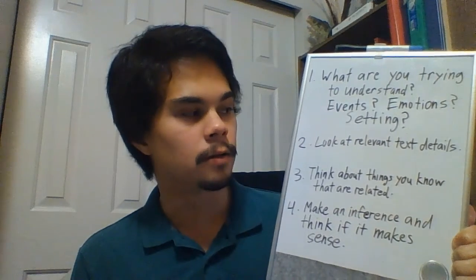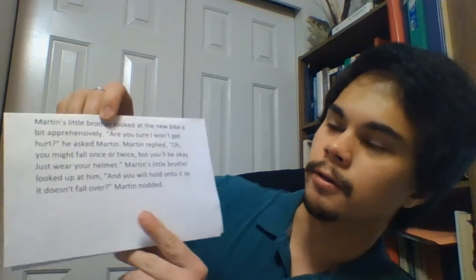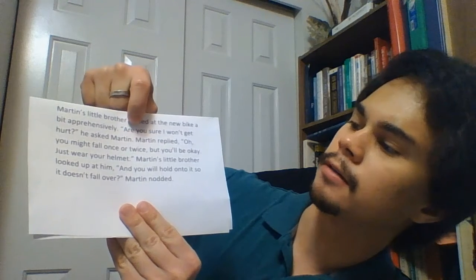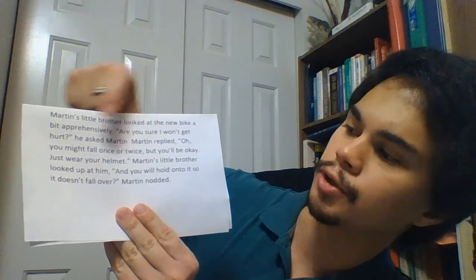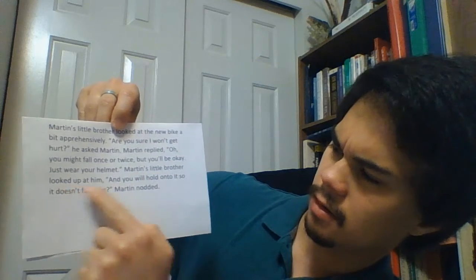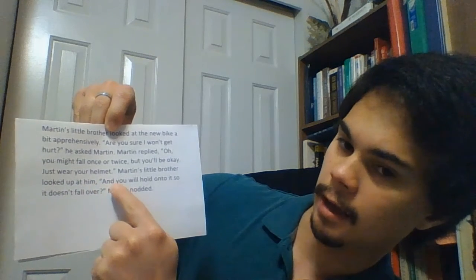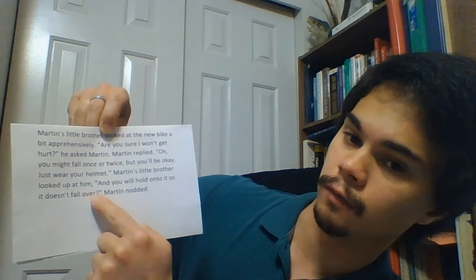Step 2, look at relevant text details. So let's glance through the text again, reread the parts we need to. And since it's the little brother, let's look at what the little brother is saying. So right here at the beginning, the little brother is talking. He says, "Are you sure I won't get hurt?" That's one thing the little brother says. Let's see what else the little brother says. Okay, right here the little brother's talking. Martin's little brother looked up at him, and "you will hold on to it so it doesn't fall over." He's asking that as a question. So that's it for what Martin's little brother said.